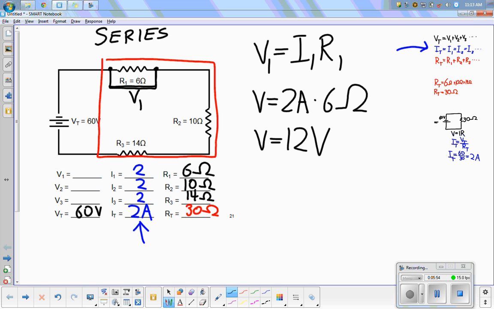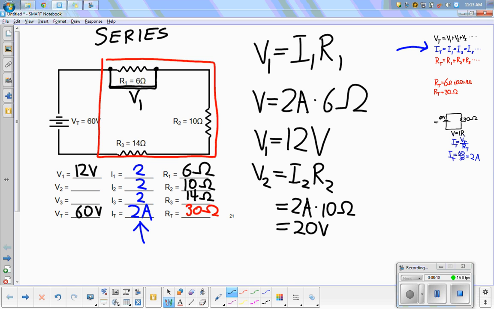Let's look at resistor 2, voltage 2. Remember, this is voltage 1 up here. Voltage 2, same thing, current 2, resistance 2. This time we've got still 2 amps for our current, 10 ohms for our resistance, 20 volts for our voltage 2.